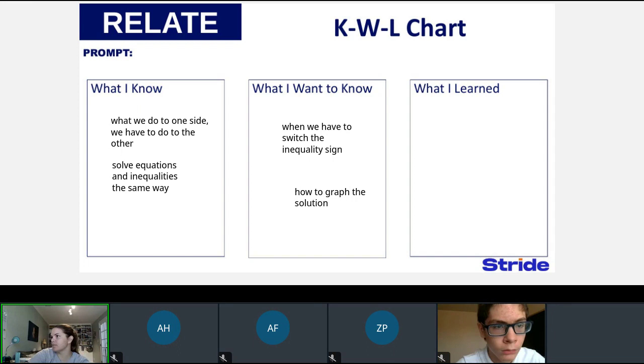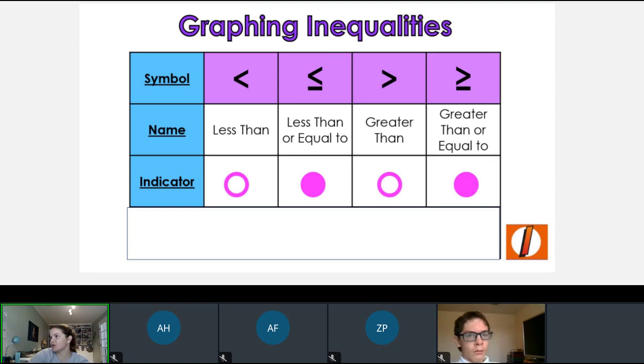Sure, Zachary, what's up? I learned about this last year and the year before, so I already know how to graph the solution. Okay, awesome. I'm still having trouble knowing when to flip the sign. Okay, perfect. Well, we're going to go over that. We're getting ready to start, so hopefully I'll be able to answer your questions.